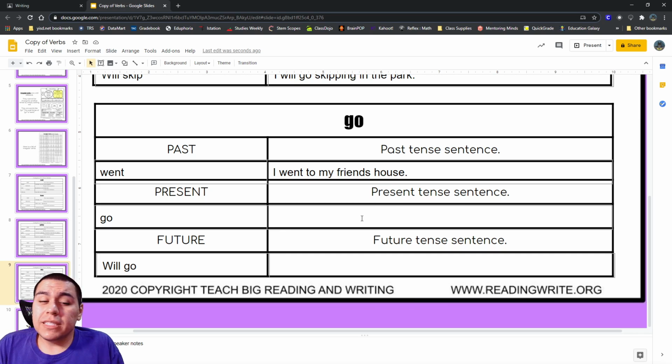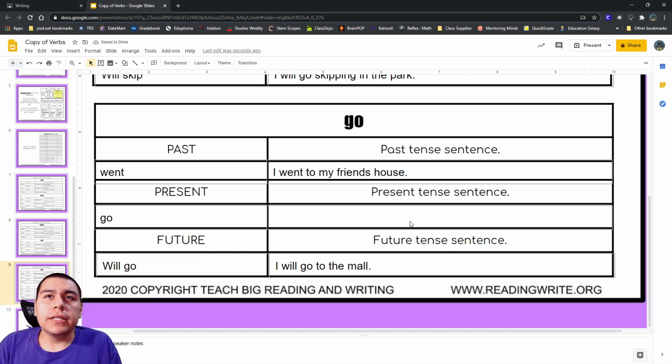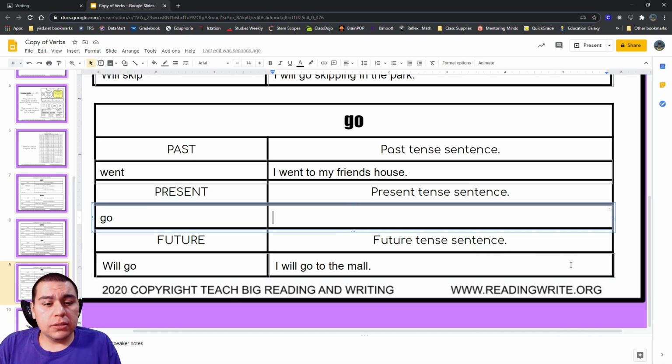Now I need either a present tense or a future tense. Who can give me either a present tense or a future tense sentence with go or will go? Bailey. I will go to the mall. Okay, I will go to the mall. So there's a good future tense sentence. Now I just need a present tense. Who can give me a present tense sentence that uses go?